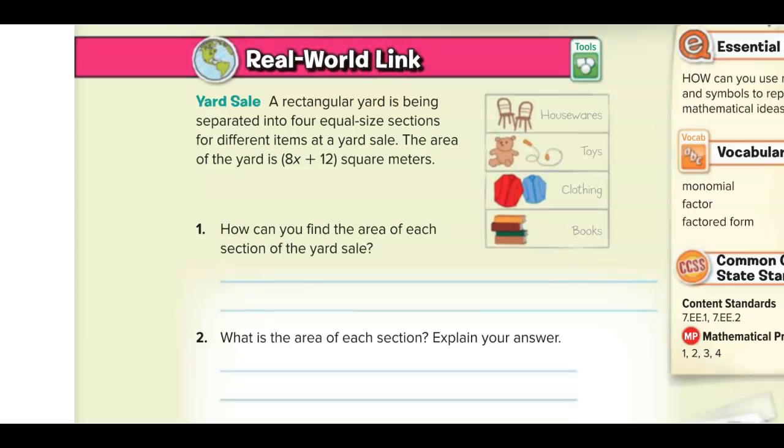Bladen, how many sections are we breaking our yard into? We're breaking it into 4. So if you see right here, we have our yard, and we're splitting it into 4 equal sections. What's my total area?